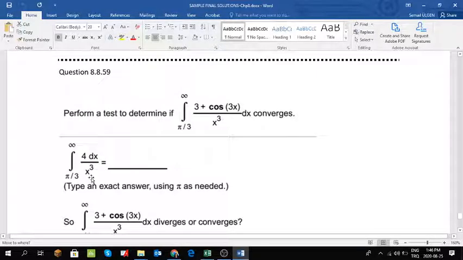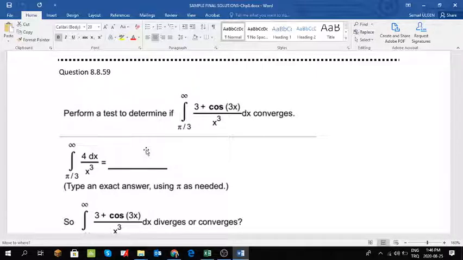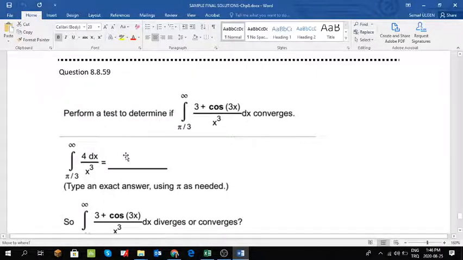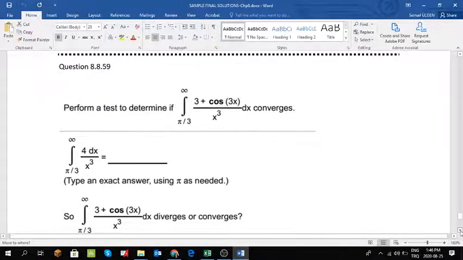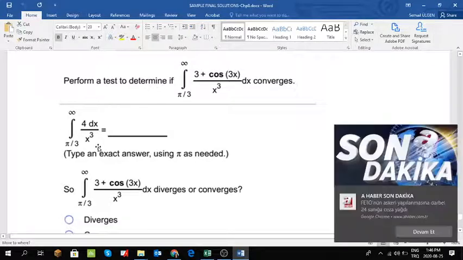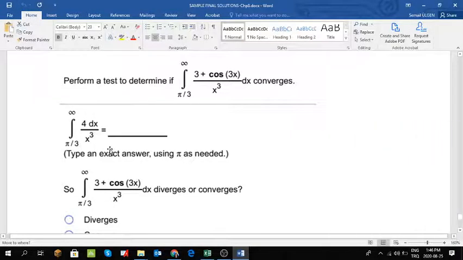This is power rule, 4x to the -3, but you increase the power by 1, 4x to the -2 over -2. If you evaluate that, you're going to get 0 minus 4 pi over 3 squared, right? You get that like that. So you find a finite value. This is reasonable because look at the p-test. The p-test says whenever the power of x is bigger than 1, this is convergent. You're going to get a finite value, and we did.